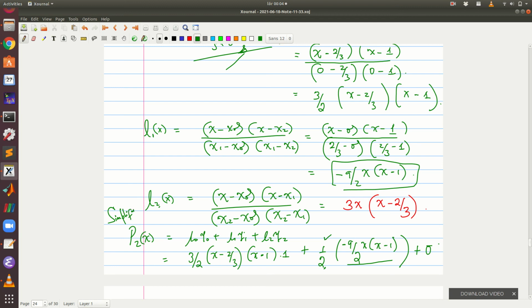You can now simplify this expression and then come up with an equation which is a polynomial of degree 2 using this Lagrange interpolation. Okay, it's quite a powerful method. We shall look at further examples later on, or even you can check in the textbook.